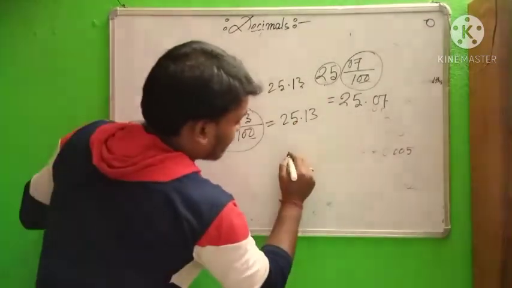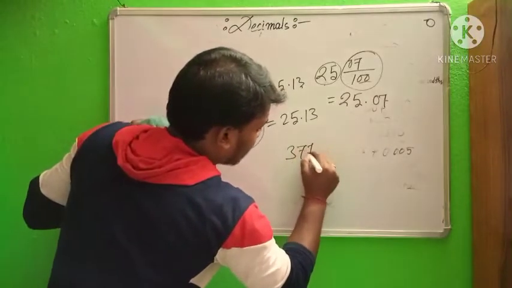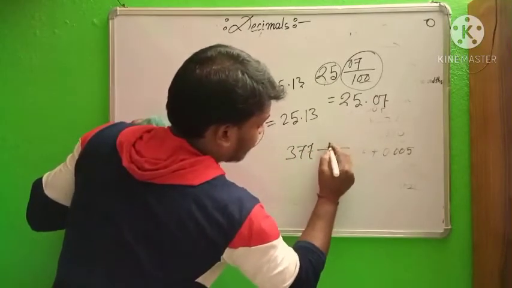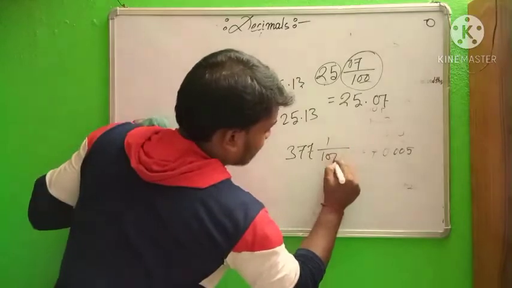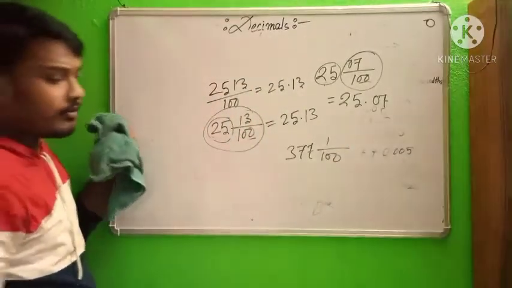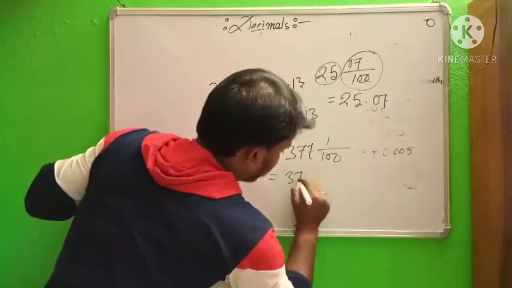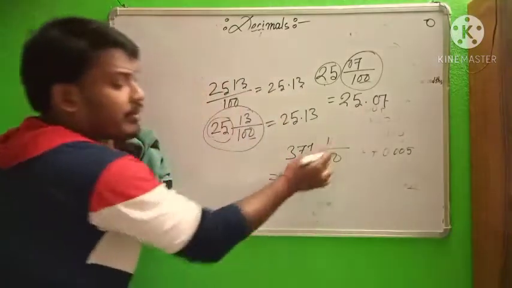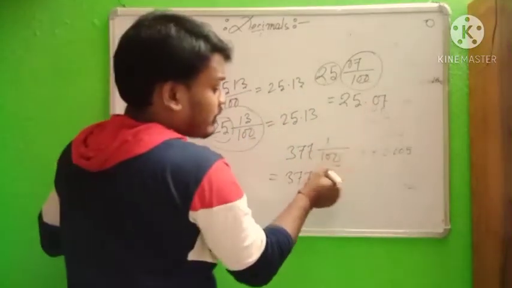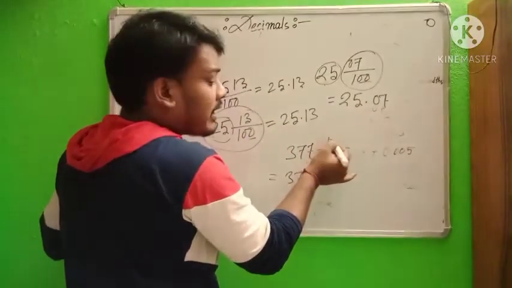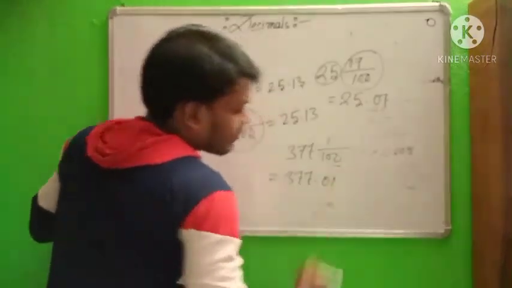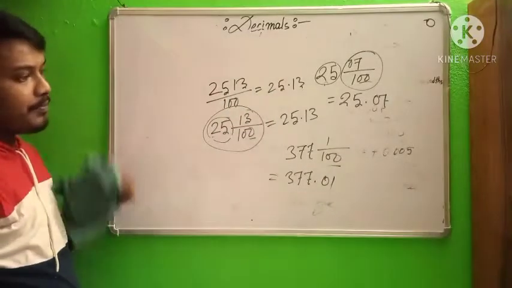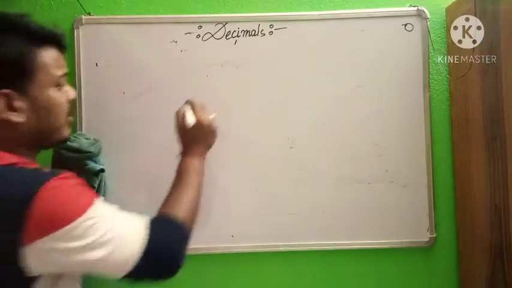Okay, another example, 377 whole 1 by 100. So what is the value? So 377, after the decimal 1 by 100, that means two zeros, so we think of 1 as 01, two digits. Okay, that is one thing.